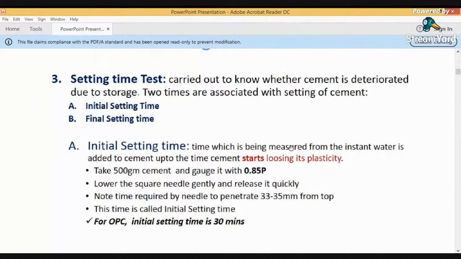So time is measured from the instant the water is added. From that time, you have to measure the time at which the cement starts losing plasticity. That is called initial setting time.